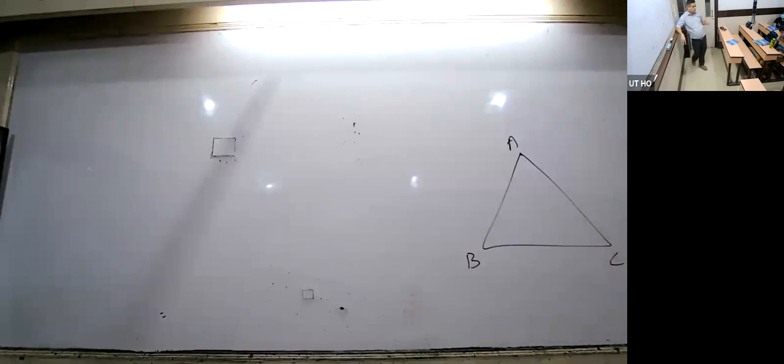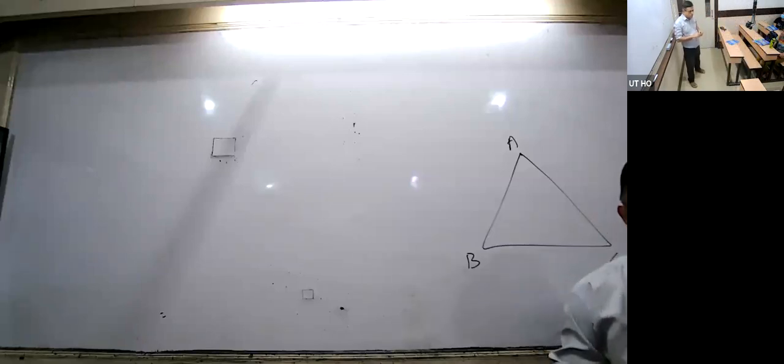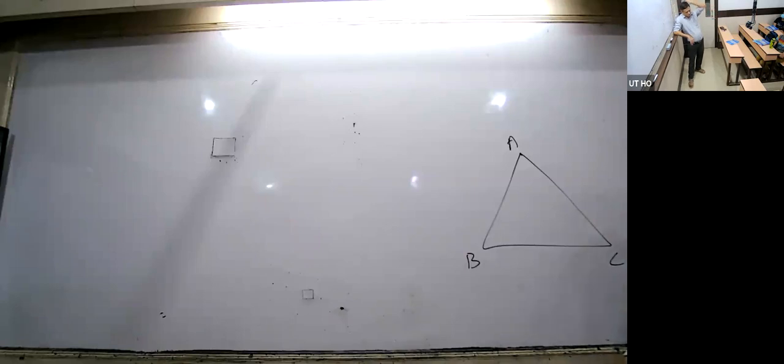Can you draw a triangle with all angles less than 60°? No, sir, not possible, because the sum would be less than 180. Can you draw a triangle with all angles more than 60°? No, sir. All angles more than 60 means the sum will be more than 180. 60 plus 60 plus 60 is 180. So if one is more than 60, the other two are less than 60.